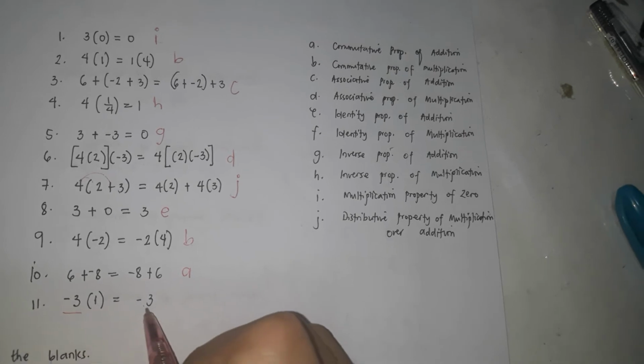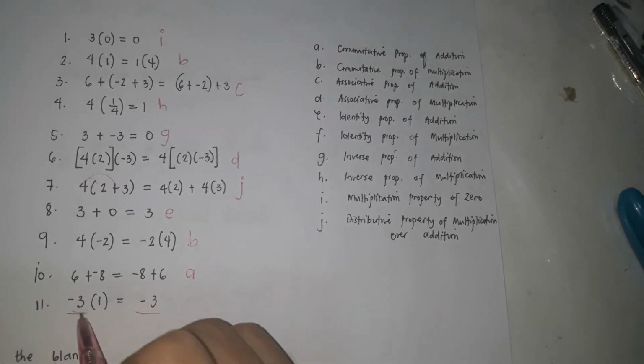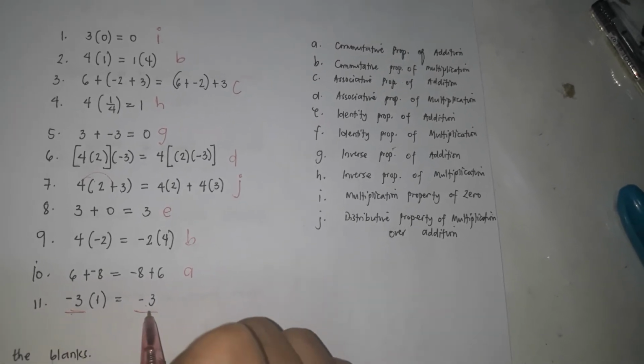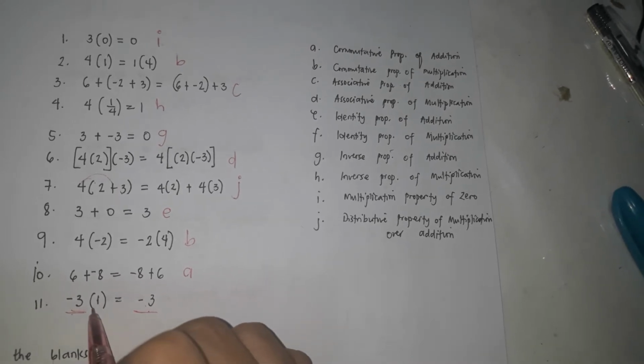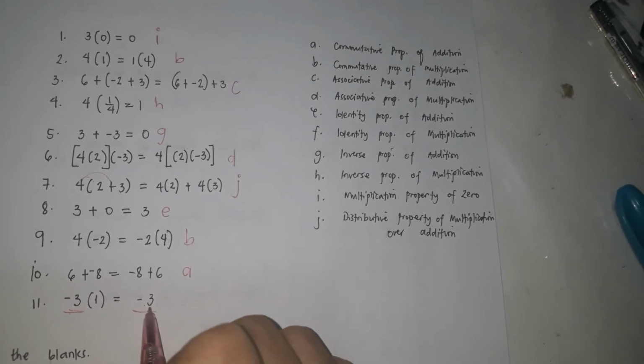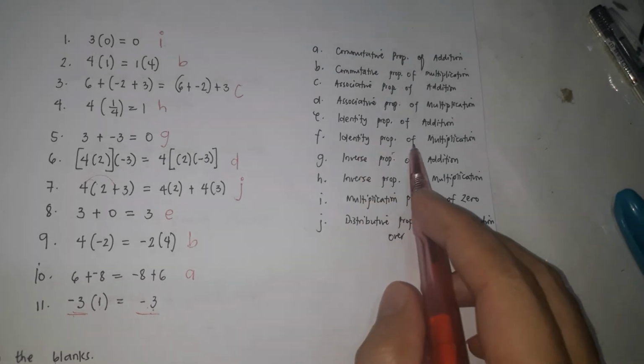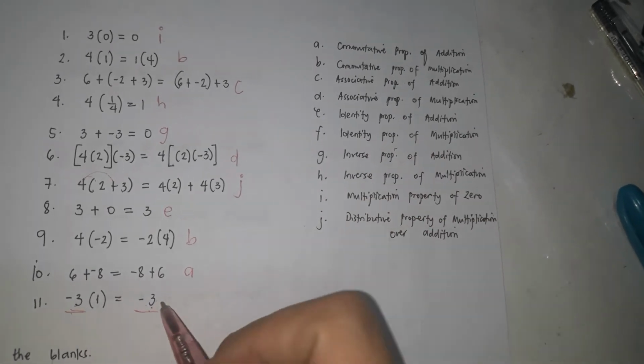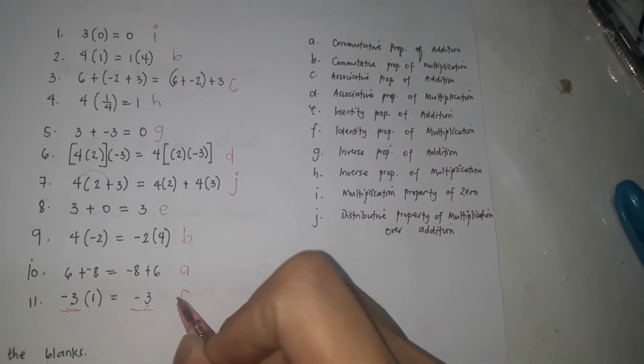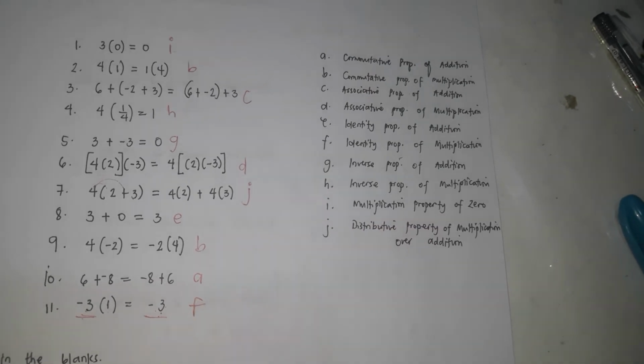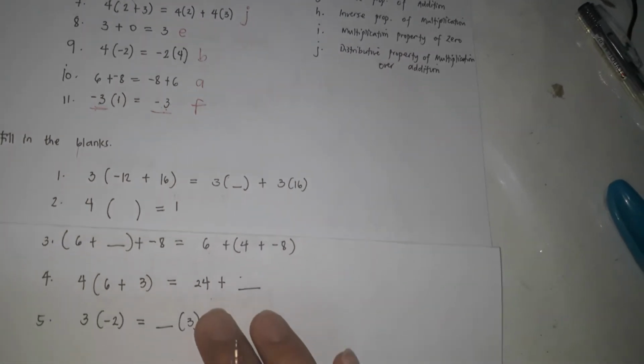Next, negative 3 times 1 is equal to negative 3. Kung ano ang times mo, one of the factors rather, yun rin ang result. I-times mo sa 1, siya pa rin ang result. So, that's identity property of multiplication. Identity. Pareho lang ang identity. So, letter F. Next, we're going to fill in the blanks.